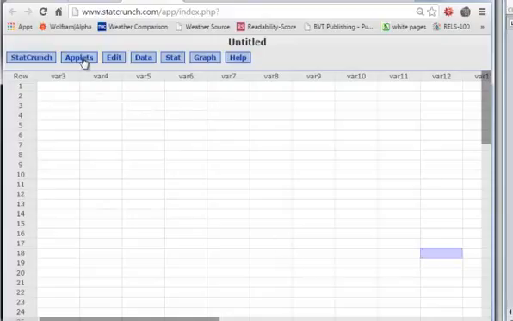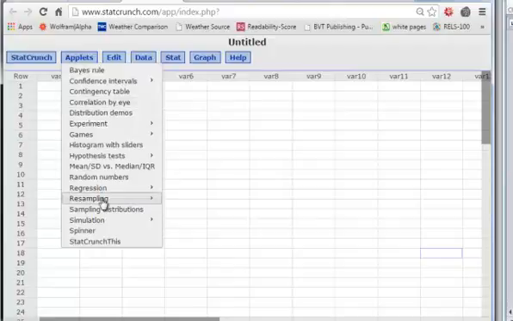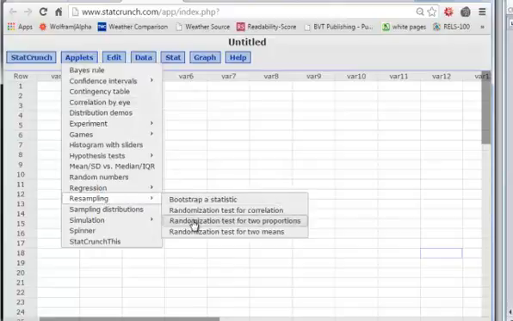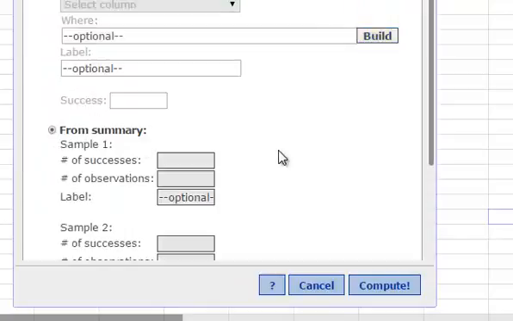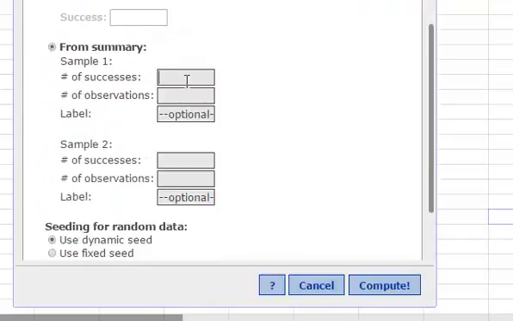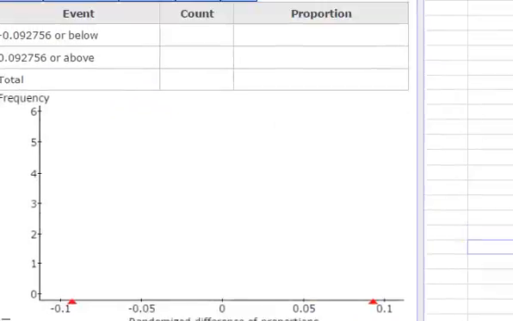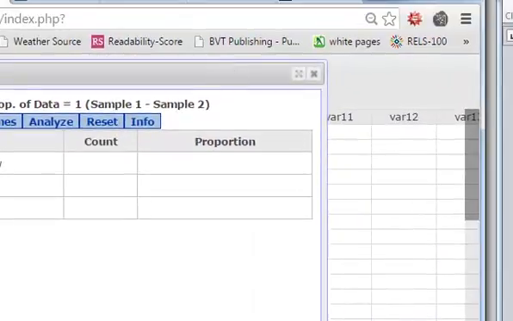In StatCrunch, we click on Applets, and then Resampling, and choose the randomization test for two proportions. We'll scroll down in the window until we find the From Summary box, and then we'll enter the data: 60 out of 303 for Eva, and 32 out of 304 for Eric, and then we'll push Compute. The order that we entered for Eva and Eric really doesn't matter.